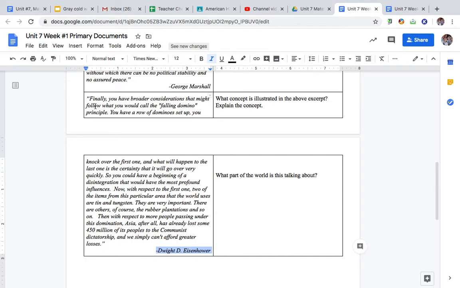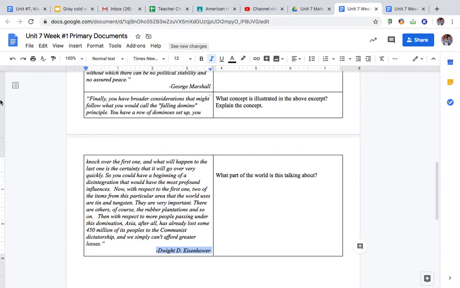Finally, you have broader considerations that might follow what you would call the following domino principle. You have a row of dominoes set up, you knock over the first one, and what will happen to the last one is certainly that it will go over very quickly. So you could have a beginning of a disintegration that would have the most profound influences. Now, with respect to the first one, 2 of the items from this particular area that the world uses are tin and tungsten. They are very important. There are others, of course, the rubber plantations and so on. Then, with respect to more people passing under this domination, Asia, after all, has already lost some 450 million of its people to the communist dictatorship, and we simply cannot afford greater losses.